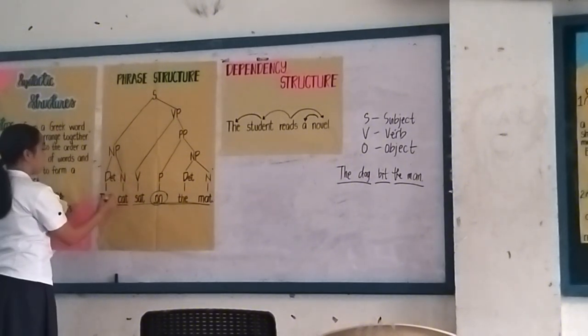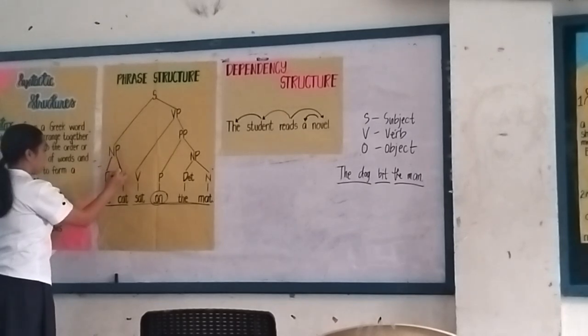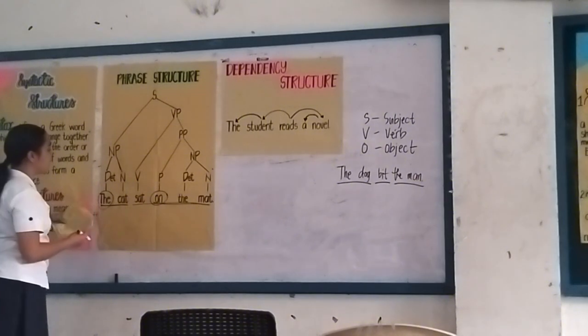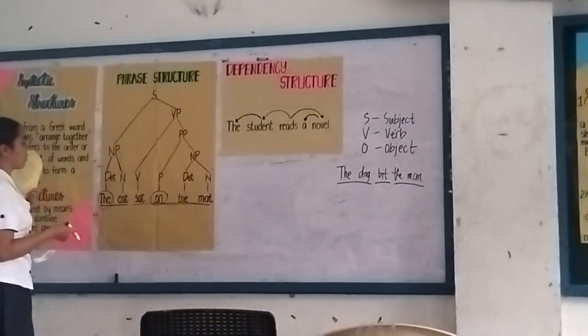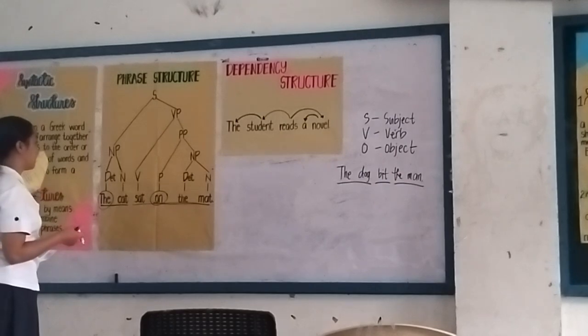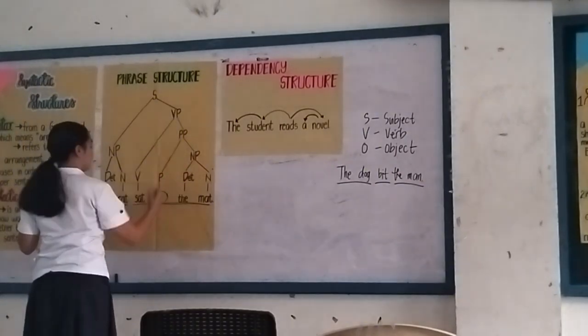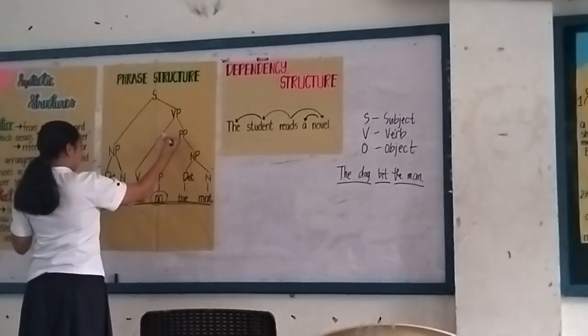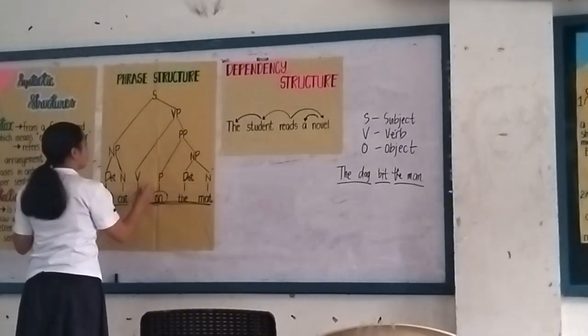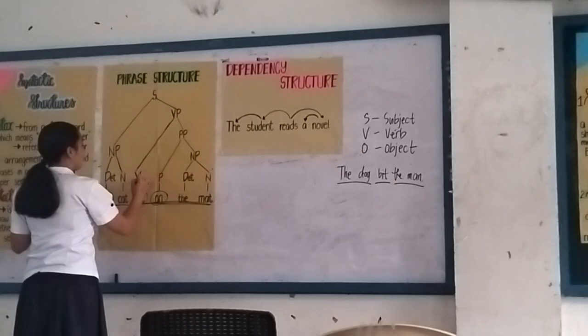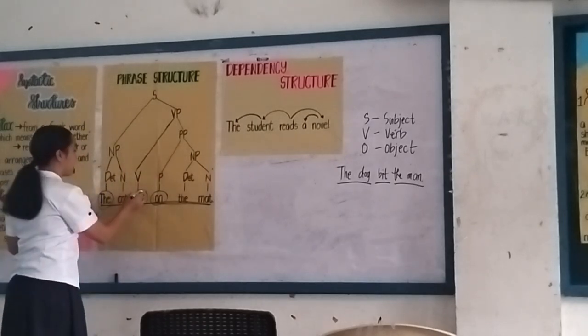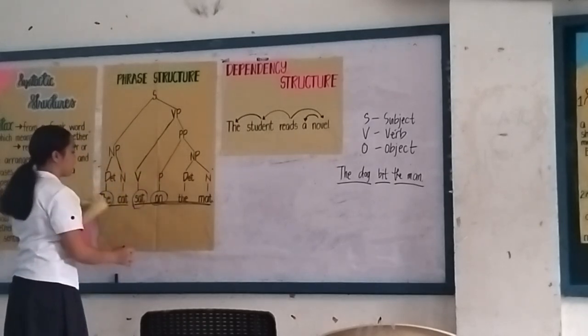Then the noun phrase is the cat. And then that is the determiner, and then the noun is the cat. After the noun phrase comes the verb phrase, so it comes with the verb sat. We indicate the letter V, which means verb, and then the verb word sat.